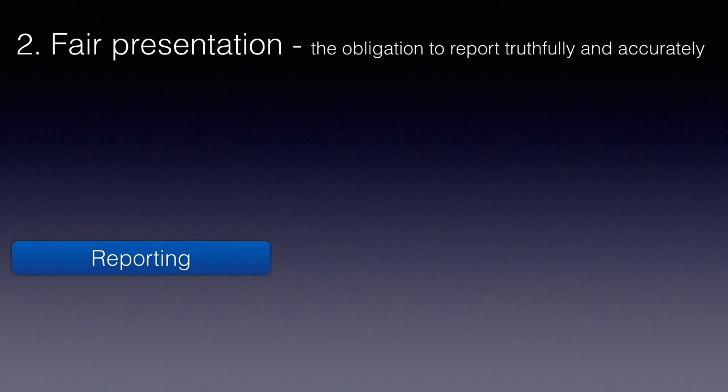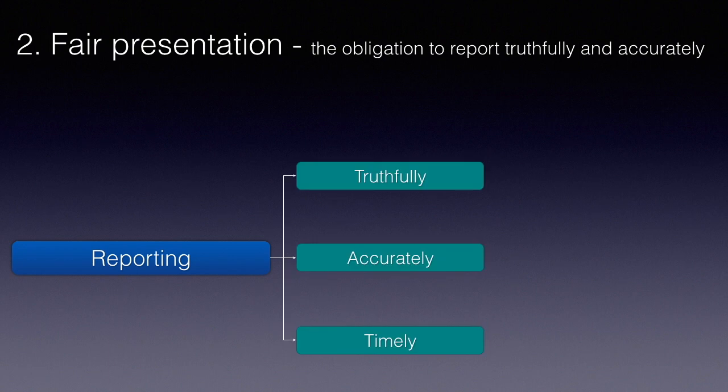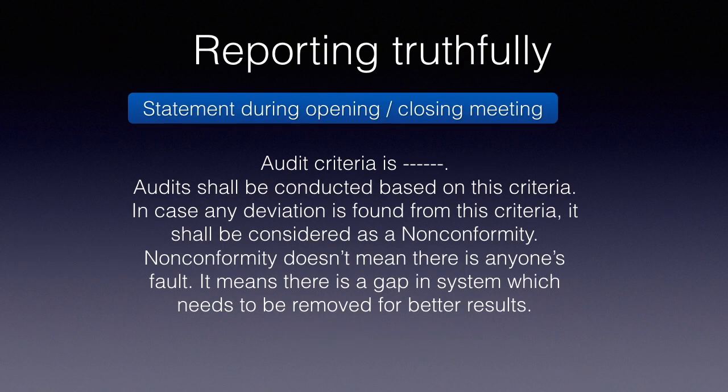By fair here means reporting the results of audits or any observations truthfully, accurately and timely. In order to be truthful, don't hesitate to raise NCs, whether it is against the CEO of the firm you are auditing or your boss. In order to truthfully report the results of audits, during opening and closing meeting, you can make statements such as audit criteria is dash dash. Audit shall be conducted based on this criteria. In case any deviation is found from this criteria, it shall be considered as a non-conformity. Non-conformity doesn't mean there is anyone's fault. It means there is a gap in the system which needs to be removed for better results.